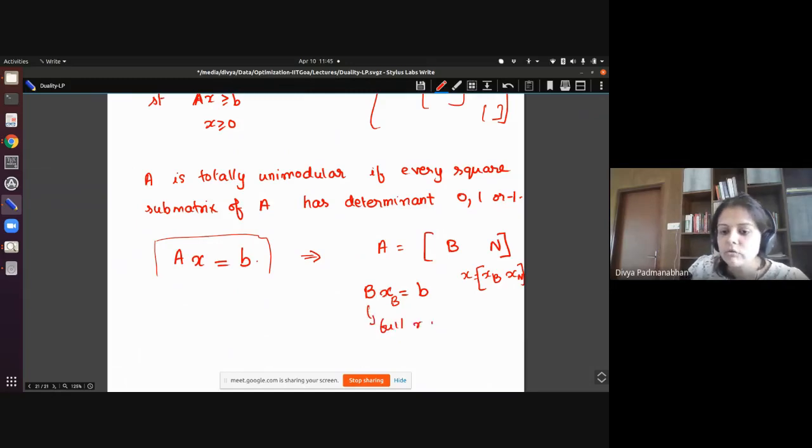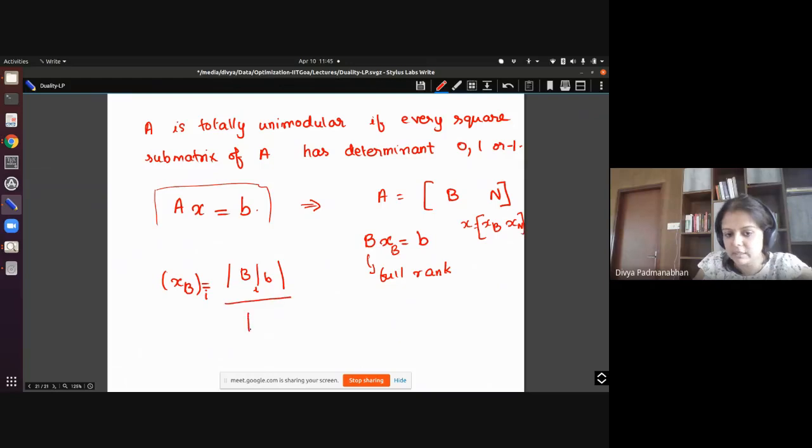Now, from your earlier 12th standard classes, you would have seen that if you have this kind of a case, then for xB you can use Cramer's rule, right? So the ith entry of this xB vector is going to be as if you take this matrix B and the ith column you replace it with b, and the determinant of that divided by the determinant of B.